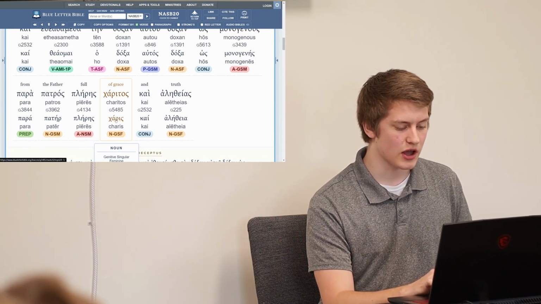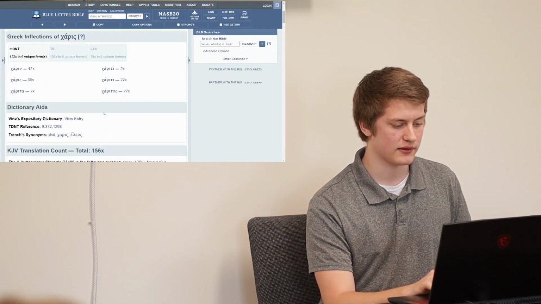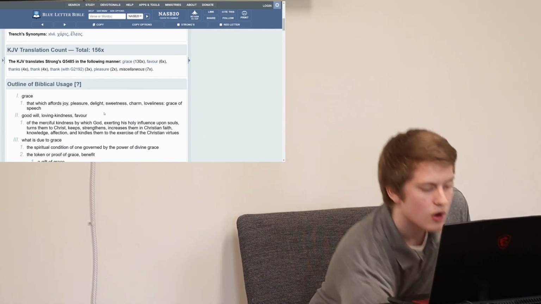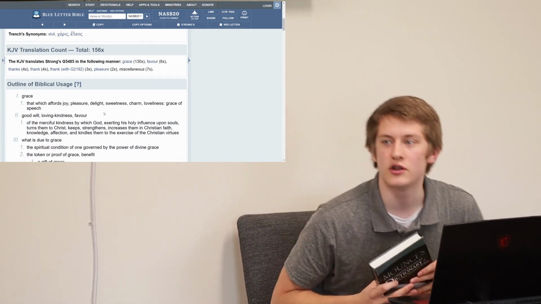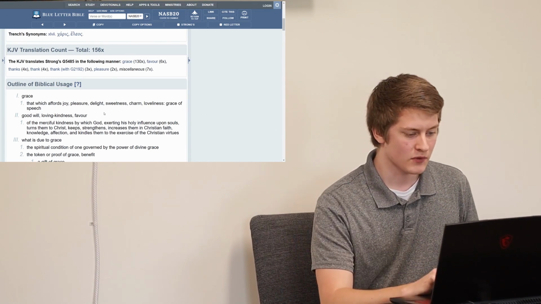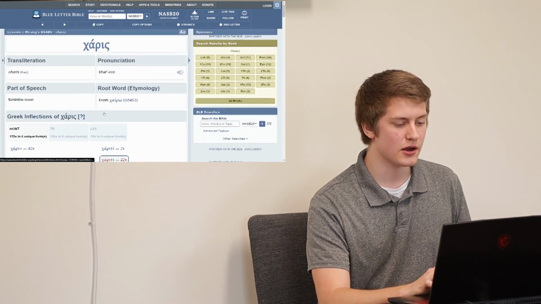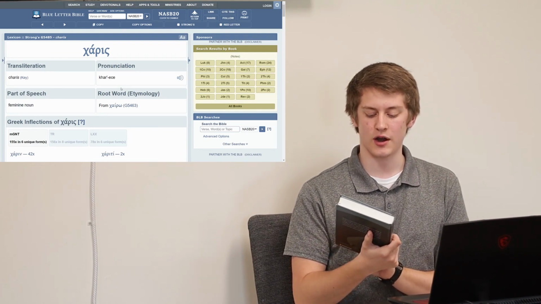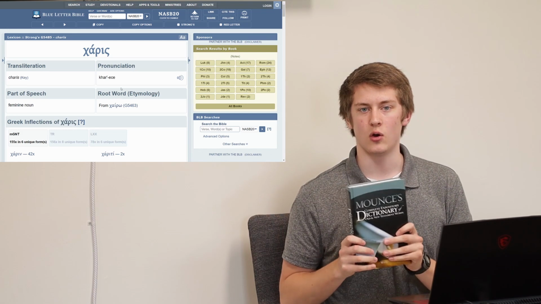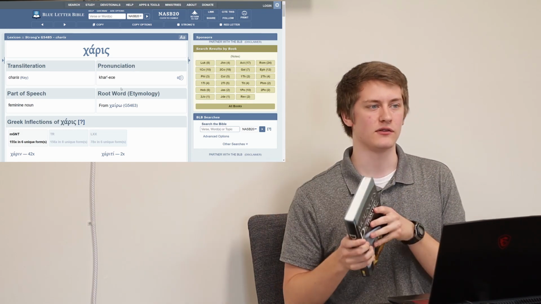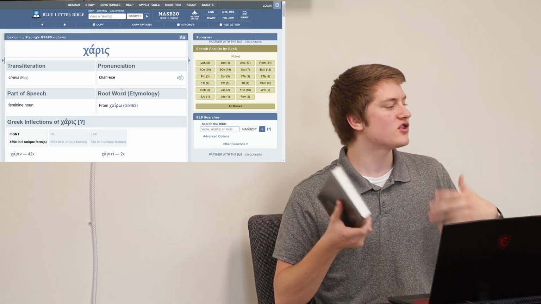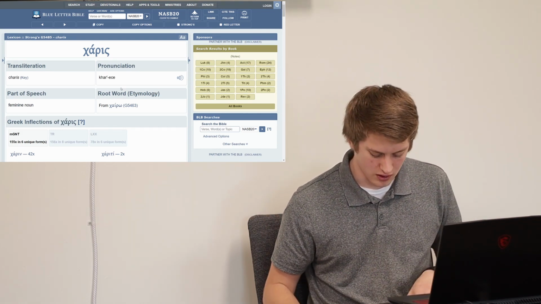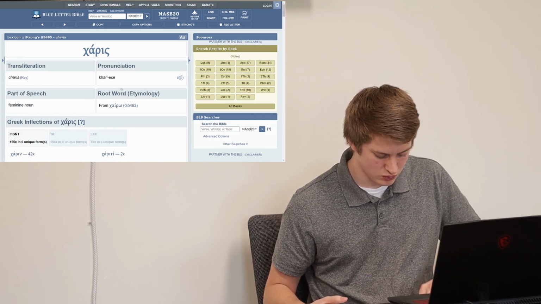And so, just like the other ones, we can look at different forms of what it means. But I would like to bring up some resources that you can use outside of Blue Letter Bible. What I have here is Mounce's Complete Expository Dictionary of Old and New Testament Words. It's like a lexicon that has words that get used in the Bible, and then gives a brief summary about that word and how it's used.